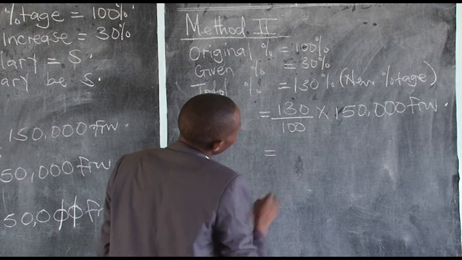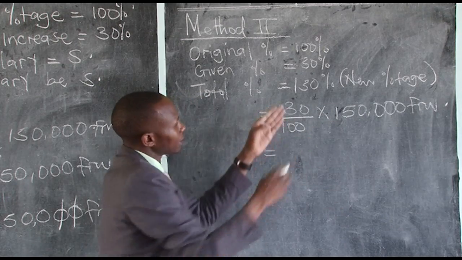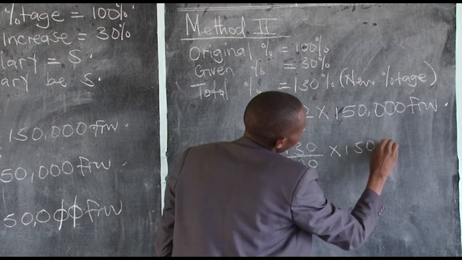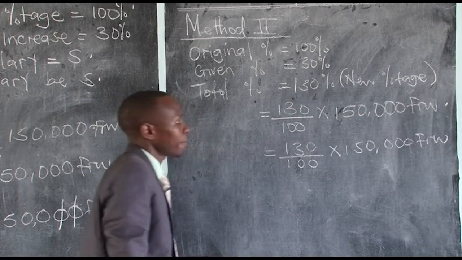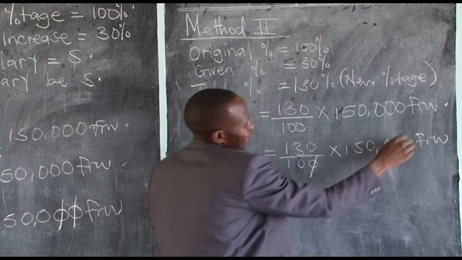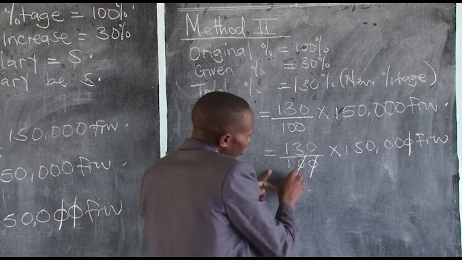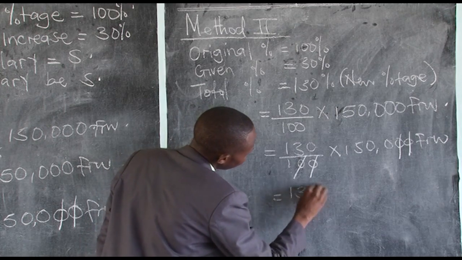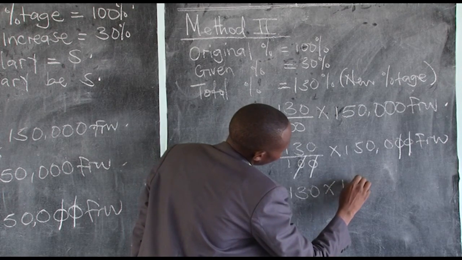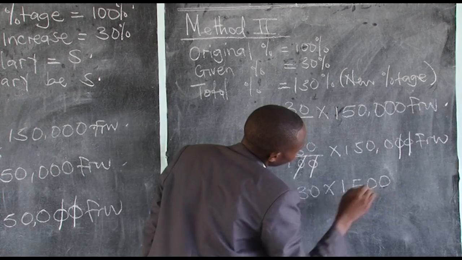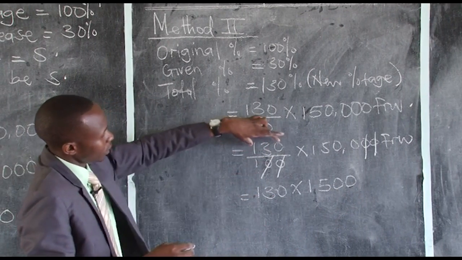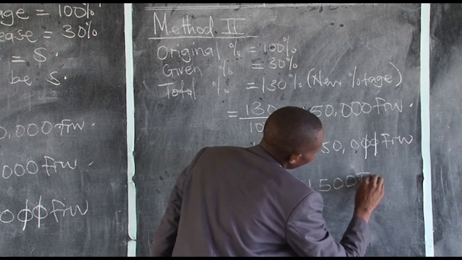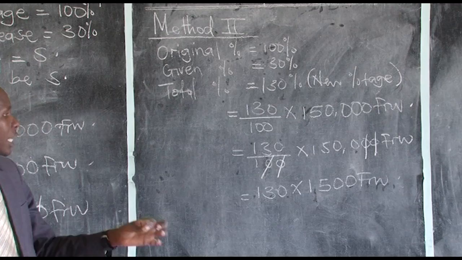So after there, I'll copy all this statement. Just copy. There is nothing we are changing. I'm just copying the statement here. I say 130 divided by 100 times 150,000 francs. Okay? I'll cancel out this zero with this zero. Right? I'll cancel out this zero with this zero. Okay? So what are we remaining with? We are remaining with 130 times 1,500 francs, not thousand. Okay, so let us multiply this out.